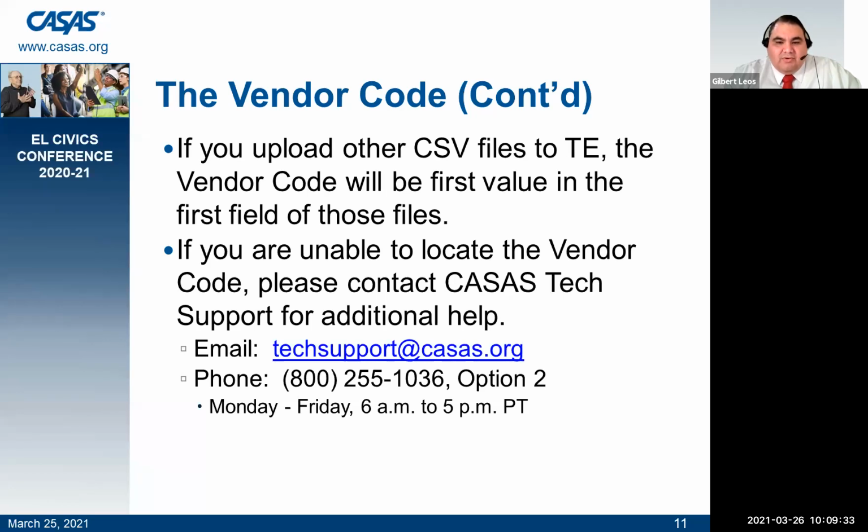And if you're unable to locate that vendor code, contact CASAS tech support, and they will help you get that code. I provided the email for CASAS tech support, which is techsupport@casas.org, and their phone number is 800-255-1036, and it's option 2 to get a hold of them. They're available Monday through Friday from 6 a.m. to 5 p.m. Pacific time.